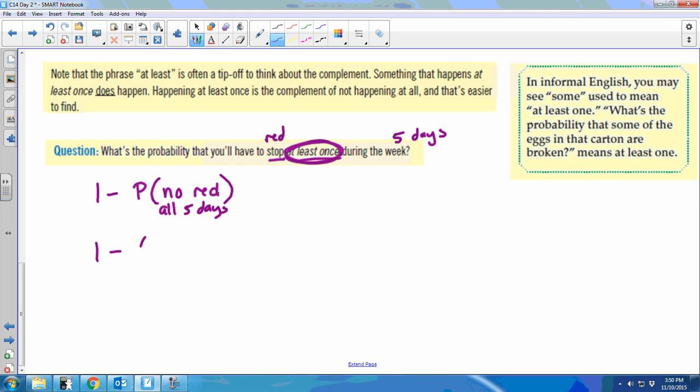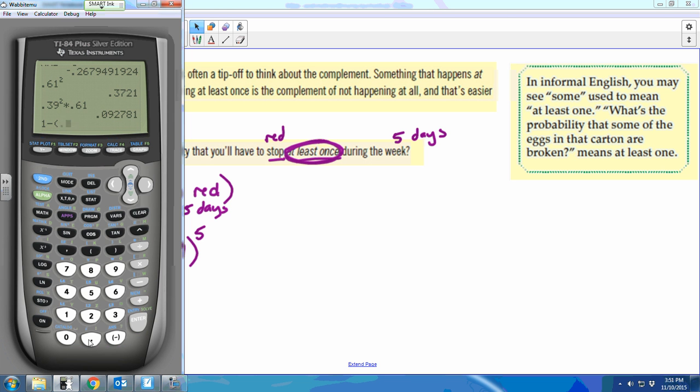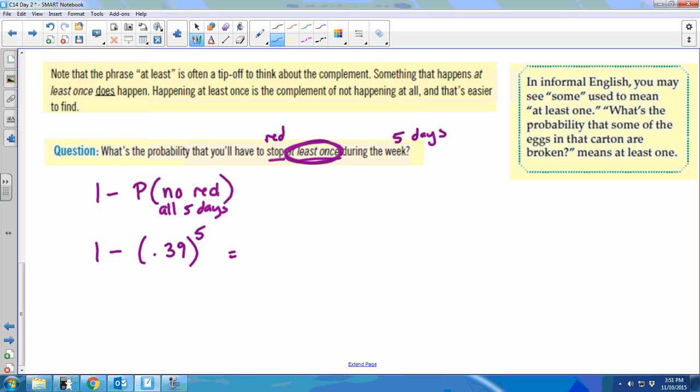So I have 1 minus 0.39. That was the probability of it not being red for 5 days. So you could write 0.39 times 0.39 times 0.39, but we know we're multiplying, so we're going to write it to the 5th power. We get 0.991. That makes sense. It's 61% probability that you're going to get a red on any given day. And so the probability that you're going to get a red at least once should be fairly high.